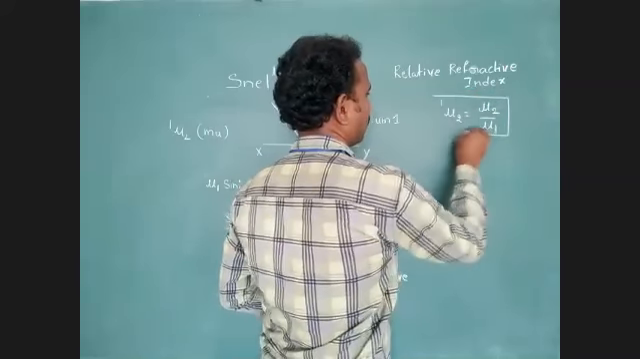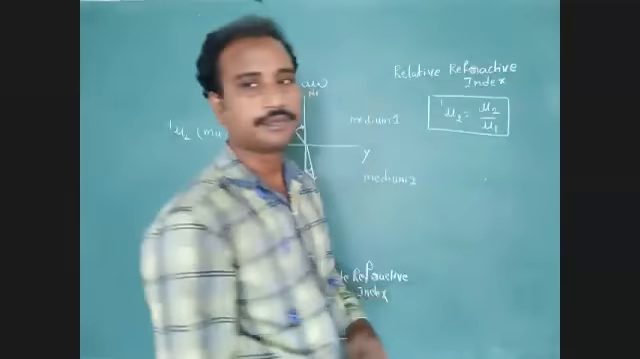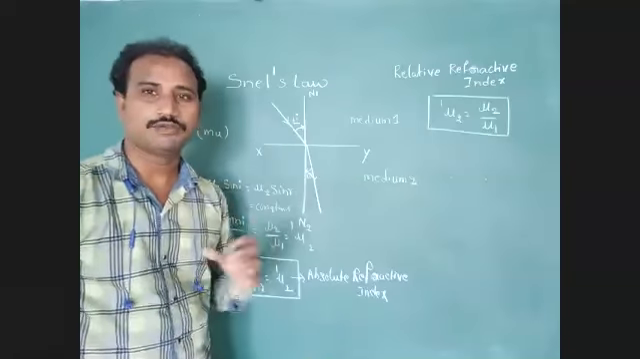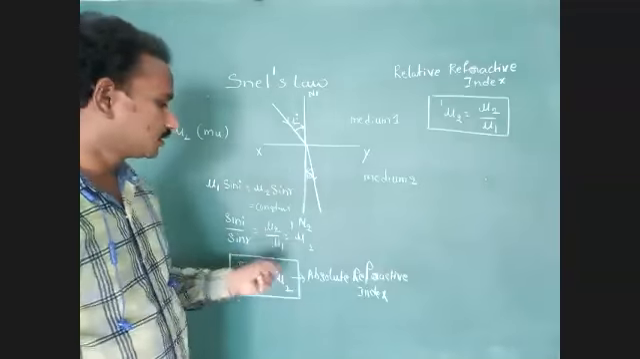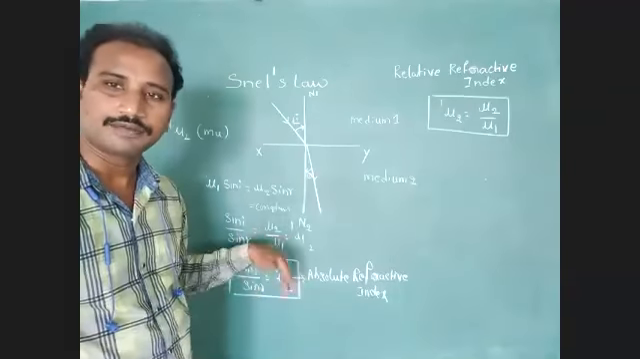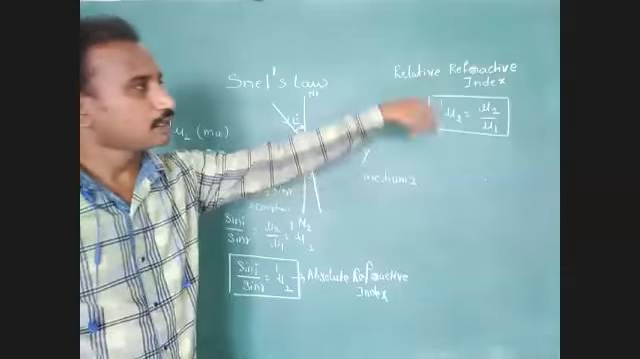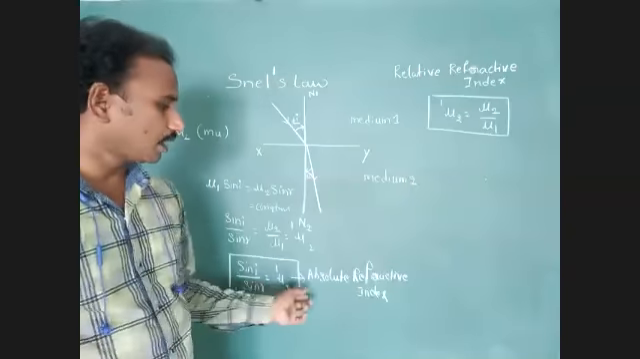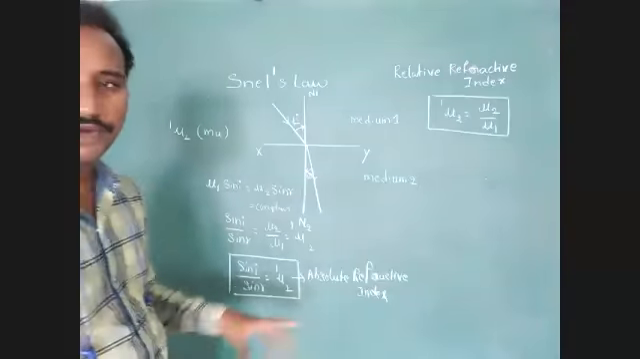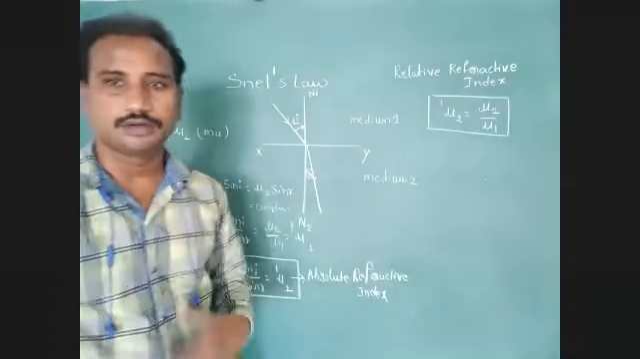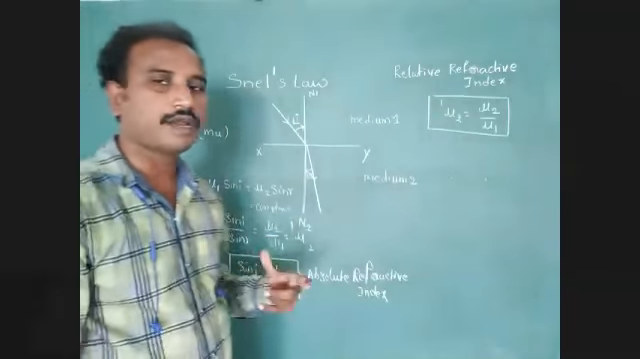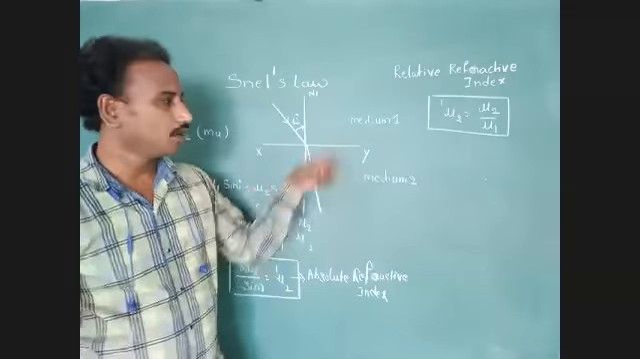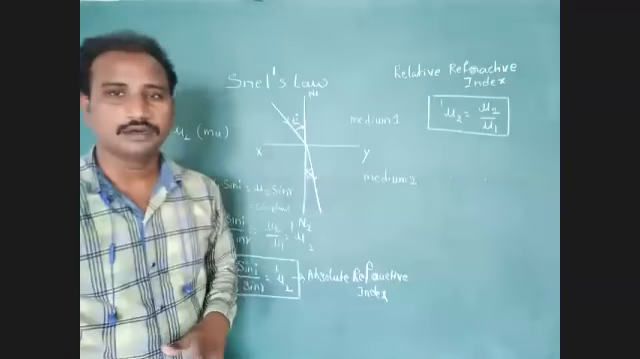This represents relative refractive index. Understood, students? Do you have any doubt? Okay, we considered the first one, Snell's law. With the help of Snell's law, we have to explain the relative refractive index, and also this absolute refractive index. Absolute refractive index is used to compare the speed of light in two mediums.